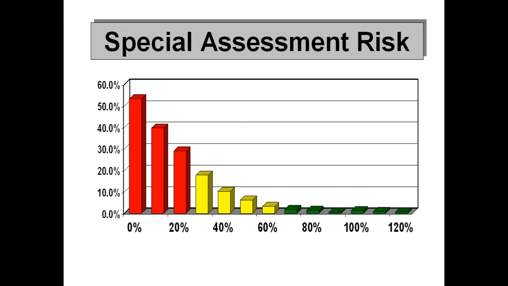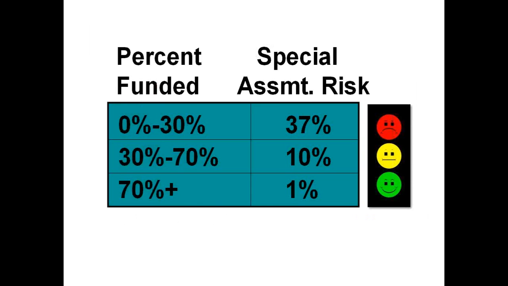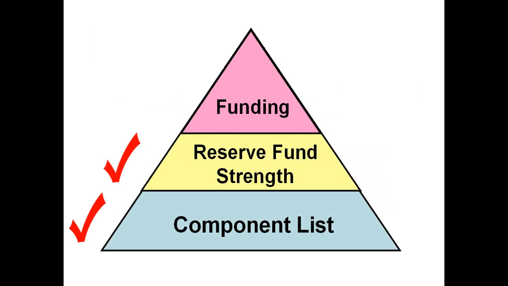When an association's percent funded is low, then they have a higher risk of special assessment. No surprise. And so this is how we report that. Basically, you can see that when the reserve fund is weak, there's a high risk of special assessment, and when the reserve fund is strong, there's a low risk of special assessment. Something important to know, and that's some great information that you get from your reserve study. And so that helps us understand part 2 of the reserve study, how we calculate the reserve fund strength.